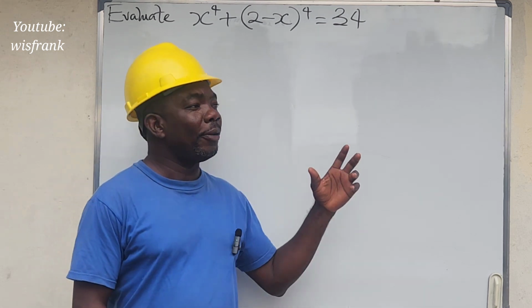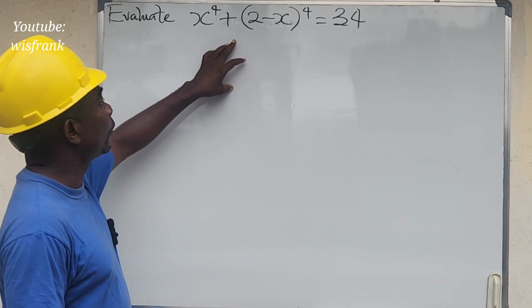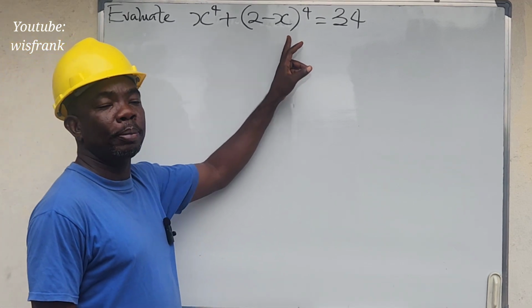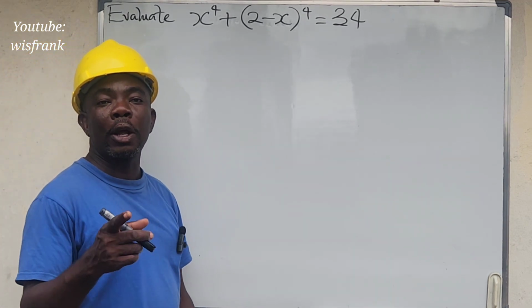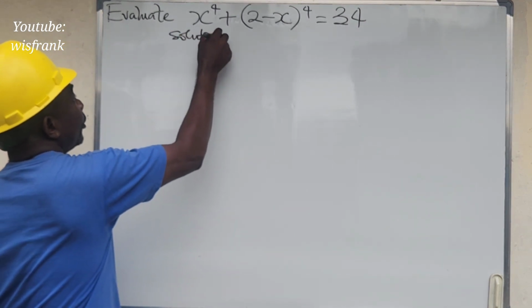More interesting topics. Today we are looking at this question and it says evaluate x to the power of 4 plus 2 minus x all to the power of 4 equals to 34. So we are going to evaluate to find the value of x. So we have here the solution.